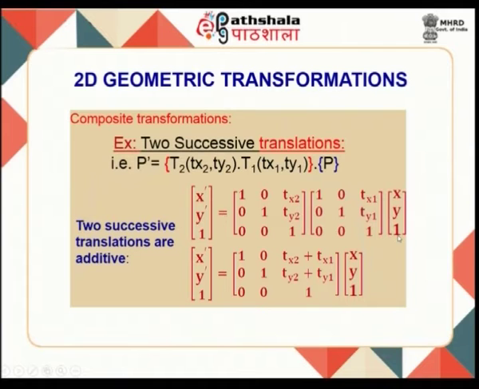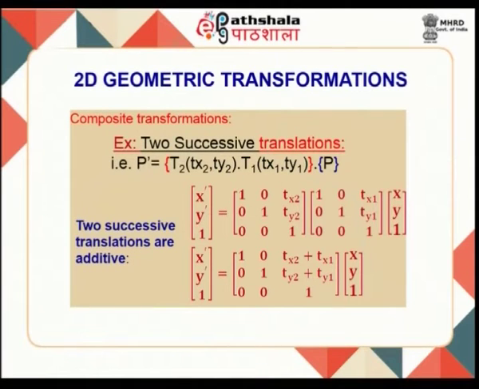Keep the point x y 1 aside, just multiply these two transformation matrices, and what you get is the composite matrix. The composite matrix looks exactly similar to a translation matrix, with the third column having two terms, which are the addition of the two x components and the addition of the two y components. So, applying two translations in succession is equivalent to shifting the object twice, that is, applying T1 first and then T2 next. So, the object is at a new position. Two successive translations are additive. That is the conclusion.